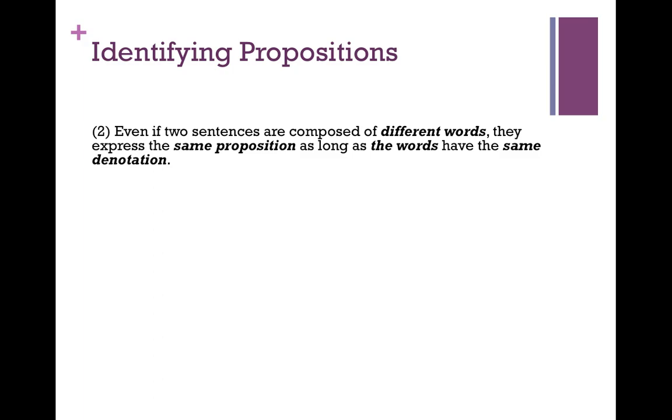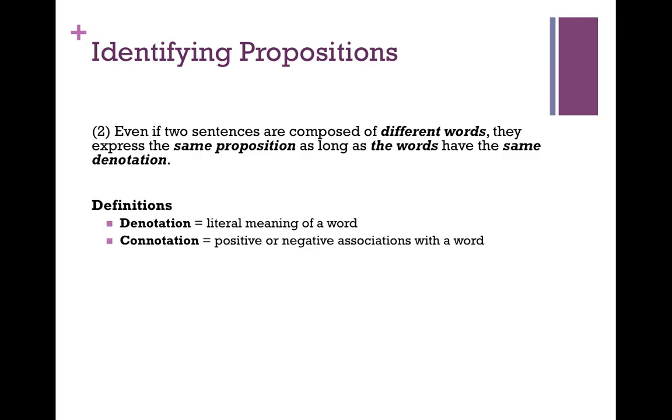Secondly, this important point about identifying propositions is that even if two sentences are composed of different words, they express the same proposition as long as the words have the same denotation. Now, this is something you may have learned in your English class, but the denotation of a word is the word's literal meaning, whereas the connotation of the word is any kind of positive or negative associations that come up with the word.